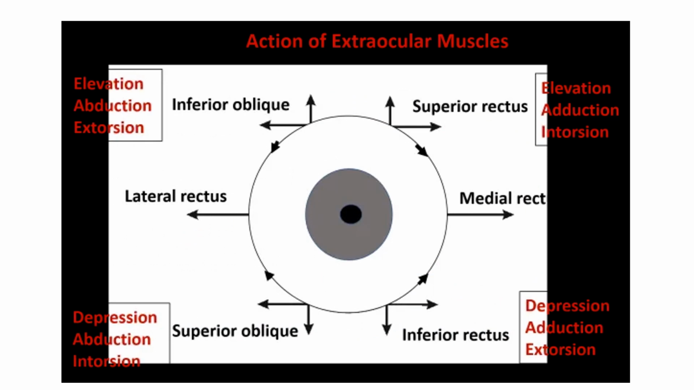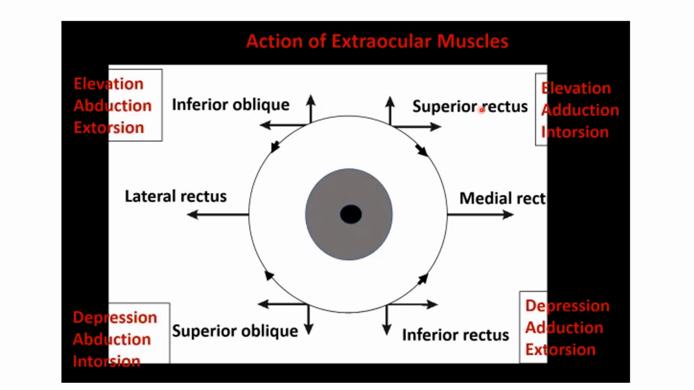Coming to the actions, very, very important. If you see the action of the extraocular muscles, that is the 4 recti and the 2 oblique muscles, we are going to see the action of it. This is the eyeball, and this will be the medial side, and this will be the lateral side. So the first muscle which we are going to see is superior rectus.